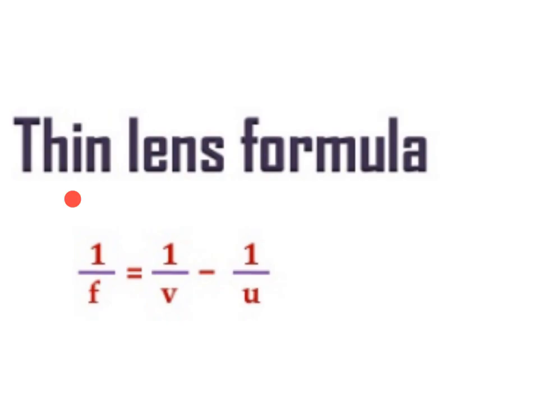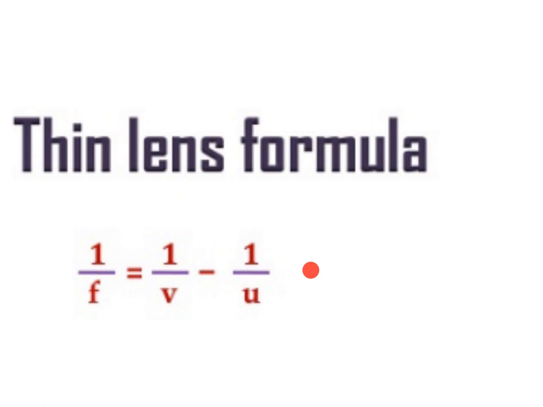Then the thin lens formula. In the thin lens formula, 1 upon f is equal to 1 upon v minus 1 upon u. In the previous lecture, on spherical mirrors, concave and convex mirrors, we have also seen the mirror formula. Also here we have the lens formula.